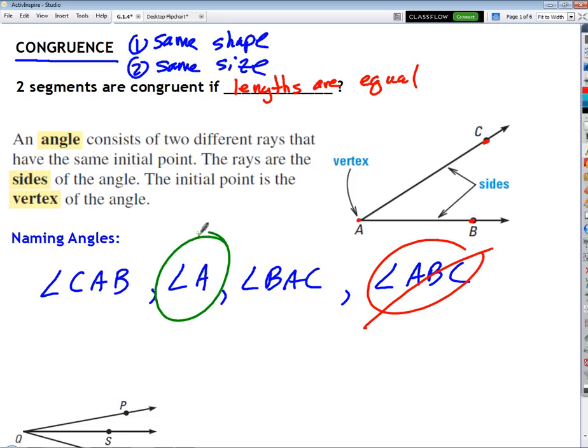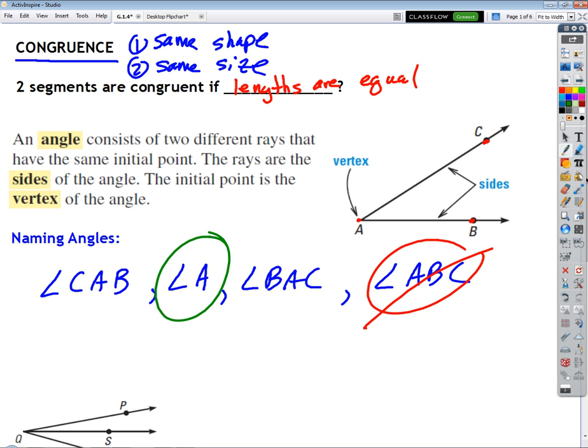Now, what about this one right here? That's fine. Talk to me about that. What do you think about naming an angle that way? It's fine this time, but can you ever think of a case where maybe it wouldn't be okay? What do you think? Emma, you got an idea? If there are like other rays coming off it.